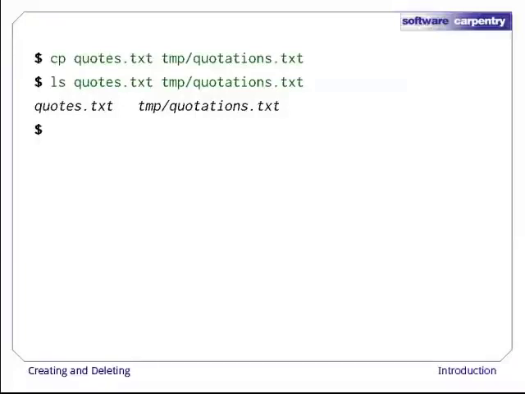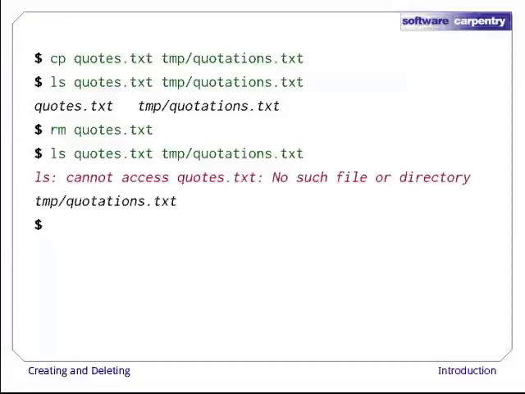To prove that we made a copy, let's delete the quotes.txt file in the current directory and then run ls again. This time, ls tells us that it can't find quotes.txt in the current directory, but it does find the copy in temp, which we didn't delete.